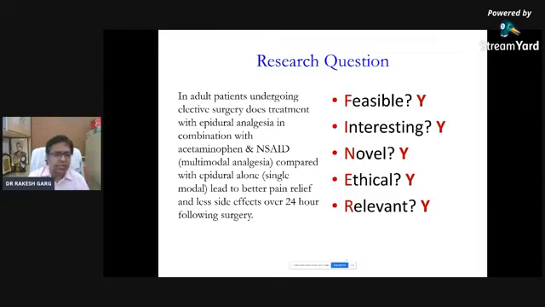Relevant, yes, it is relevant to my clinical practice because I do a lot of laparotomies where patients do require analgesia and pain relief. Some of my patients do complain of pain, so I want to give them good pain relief. That's why this multimodal analgesia in my setup would be good. This fits the FINER criteria and PICO, so I think we can go ahead and do this research.